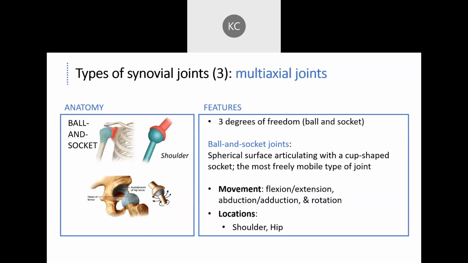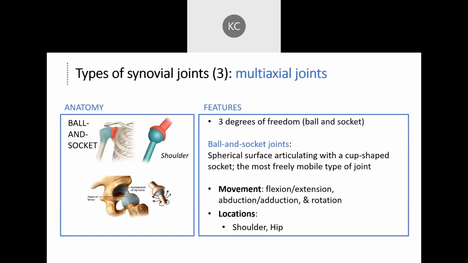All right, the next type is a multi-axial joint. A good example of this is our ball and socket joints. Think your shoulder, think your hip as well. With the ball and socket, you have a ball-shaped end of a bone and a socket-shaped end of a bone. The ball in this case would be the head of the femur or the head of the humerus, and the socket would be the acetabulum of the pelvis or the glenoid fossa, or glenoid cavity, of the scapula, right?